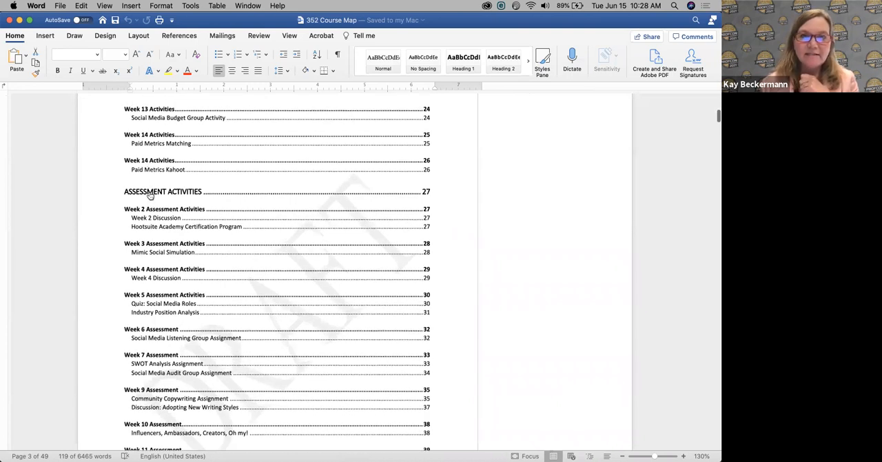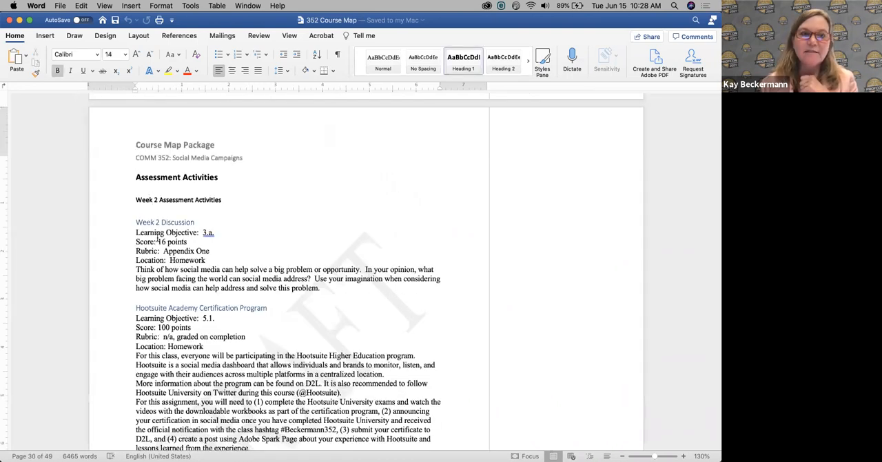activities, the assessment activities. So this is where we start grading students. How are we going to give them a score to measure what they're learning? So again, learning objective 3A, how many points is this? Which rubric are we using? And the location, of course, is homework for this particular one. And so it's just a discussion question. I can put this discussion question on D2L and students go ahead and do their thing at this point.